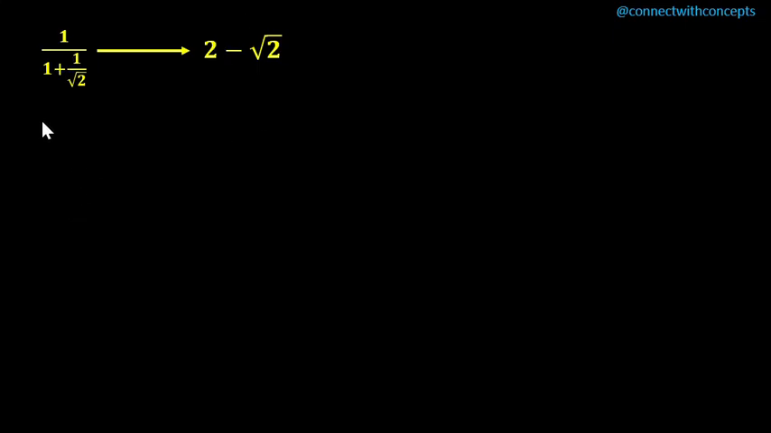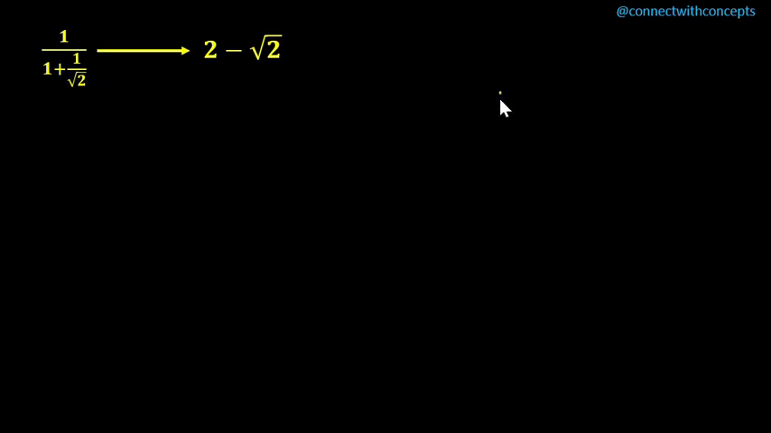Here is an example of a surd. I have to convert from this form to another form, this form. So how can I go about it? Let's see. My starting point is 1 over 1 plus 1 over root 2. Now I'm just talking about the denominator. In the denominator I have root 2 and I want to get rid of this irrational part.